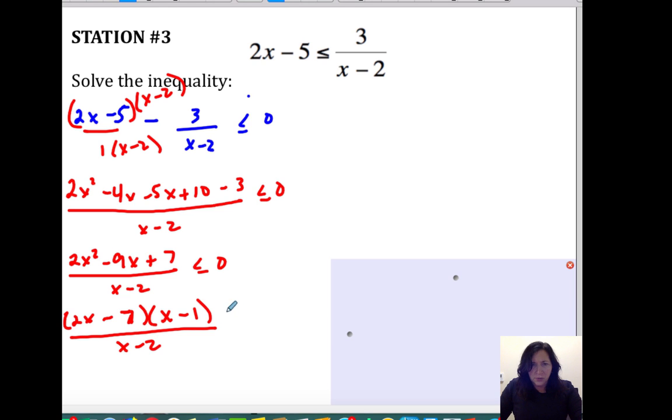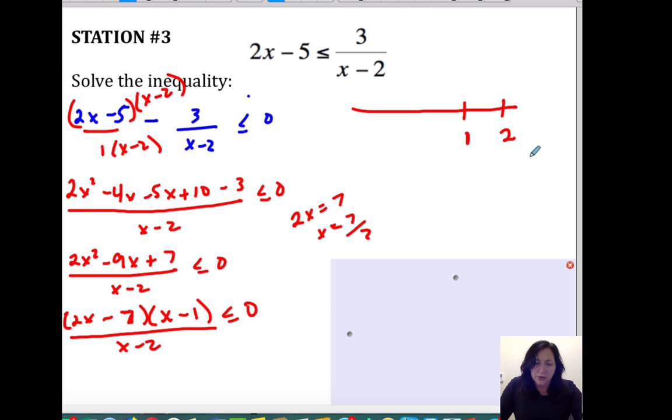X minus 2 less than or equal to 0. So what I have now are all my zeros, actually. The zeros that I have are 1. Here's 1. See this value here? That's going to be a 2. So I have a 2. And then this value here, 2x minus 7 equals 0, is 2x equals 7, right? And then x equals 7 over 2, which is 3 and a half. So actually that's going to be over here. I thought I would have a negative number, which I don't.